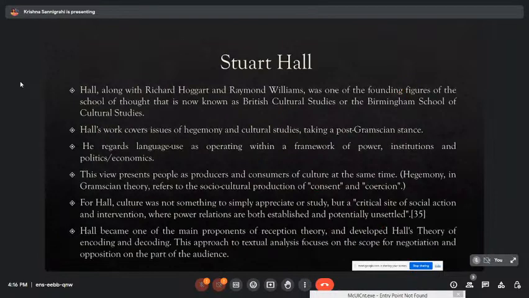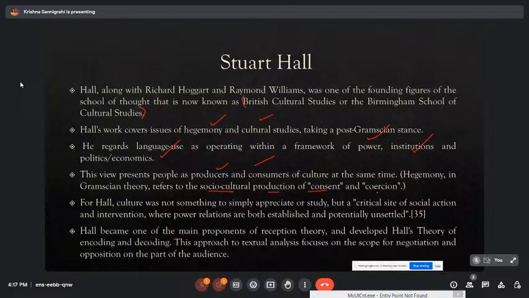Stuart Hall, along with Richard Hoggart and Raymond Williams, was one of the founding figures of the school of thought that is known as British Cultural Studies or the Birmingham School of Cultural Studies. So Hall's work actually covers the issues of hegemony, cultural studies, taking a post-Gramscian stance. He regards language use as operating within a framework of what? Of power, institutions, politics, and economics. The view presents people as producers and consumers of culture at the same time. Hegemony in Gramscian theory refers to socio-cultural production of consent and coercion.